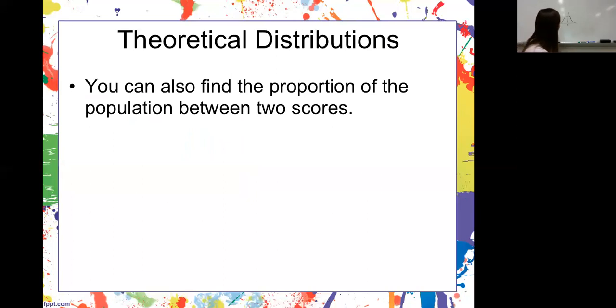For example, you can find what proportion of the distribution falls between like -1 and +1. You can do that type of problem as well. And you would do that by just finding the value for mean to Z for 1.